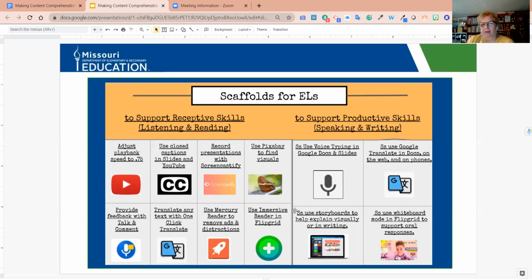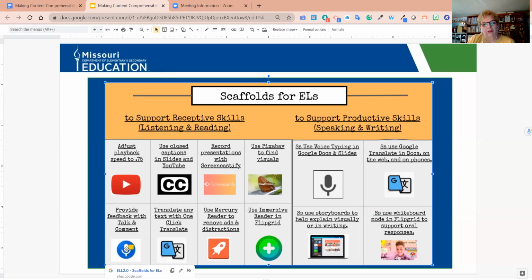And this is a wonderful website that provides different scaffolds for the students, and it's from ELLs 2.0. And I put the link. If you just click on the picture, it will take you right to it. They give you some hacks that you can use for YouTube. You can adjust the speed to where it speaks slower, and sometimes that helps the students. You can also do closed captioning so that it's in the student's language with any video on YouTube that has closed captioning. Then there are different tools that you can use for recording, for finding visuals.